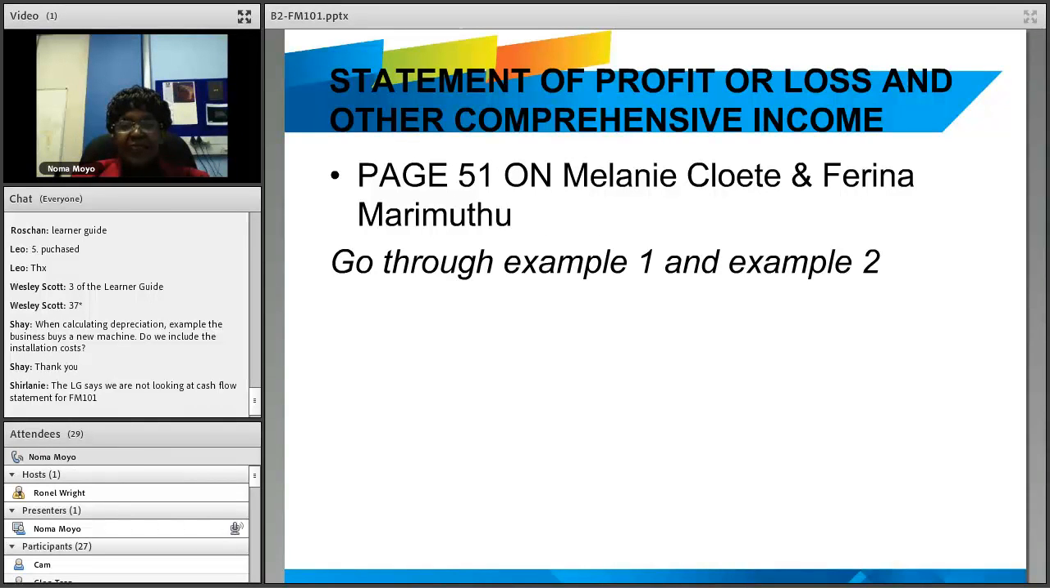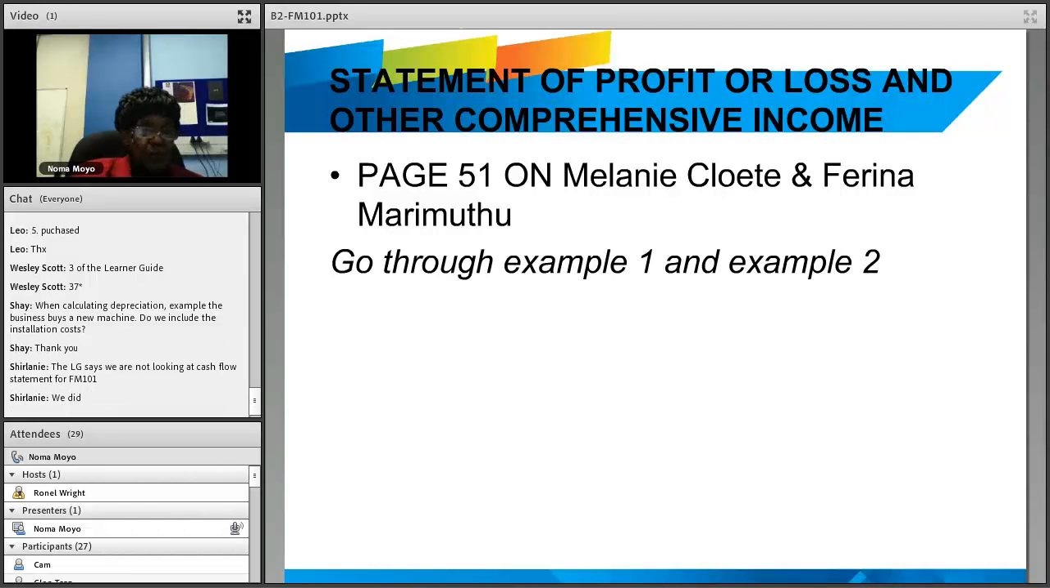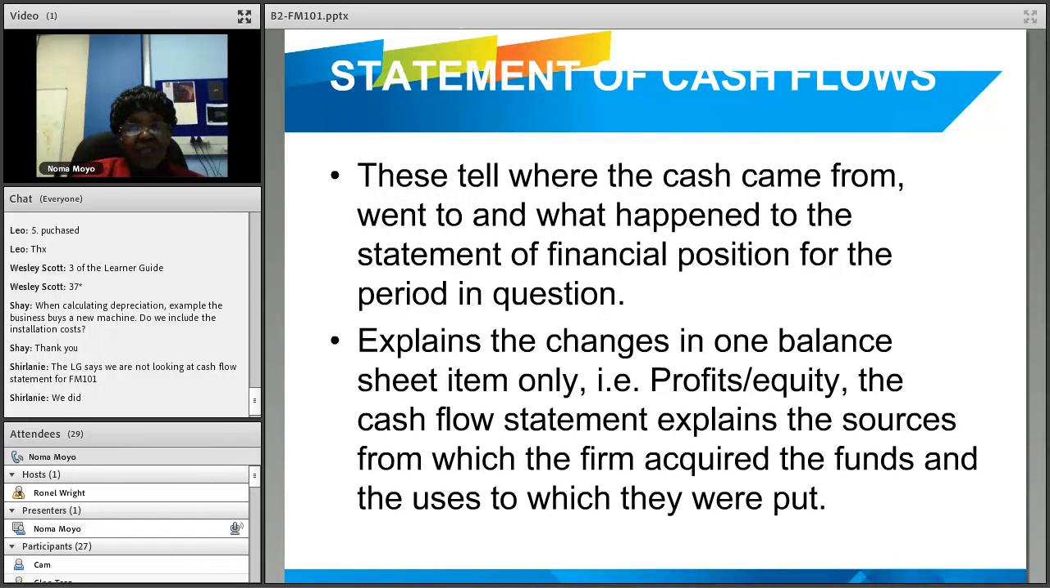Let's look at page 51. And I think we did look at page 51 already. We looked at example 1 and 2. I'm not going to look at that now. Yes, we did, my dear Charlene, because I was coming to that statement of cash flows now.